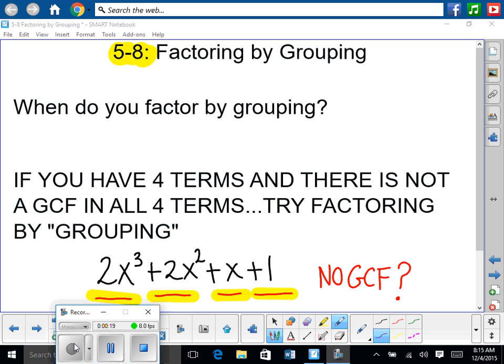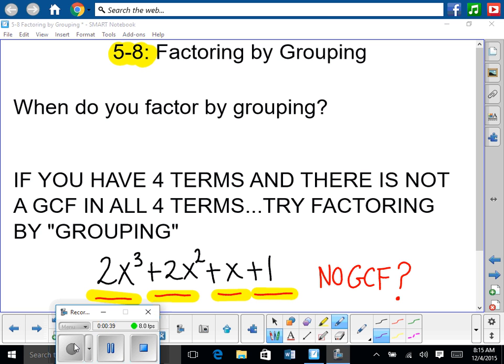Okay. So today we're doing 5-8. We're going to be factoring by grouping, which we've already been doing in a sense. So when do you factor by grouping? You factor by grouping if you have 4 terms and there's not a GCF in all 4 terms. What does GCF mean? Greatest common factor. You're absolutely right.